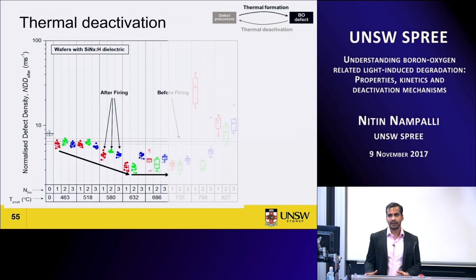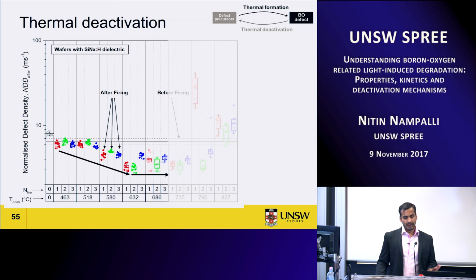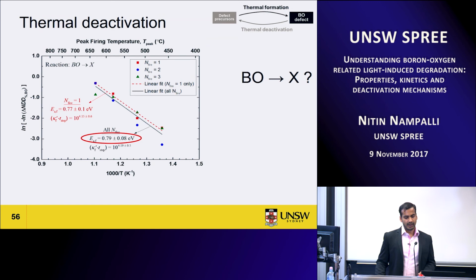So if we ignore these higher firing temperatures and consider what's happening here, you could think of it as the boron-oxygen defect becoming something else. And that's why the density reduces. So if you consider just this reaction where BO goes to X, and you determine the equilibrium concentration as a function of temperature, you start getting some information about the potential activation energy of this BO to X reaction.